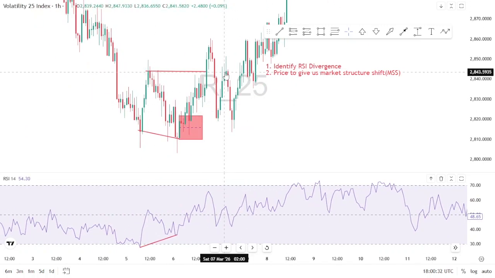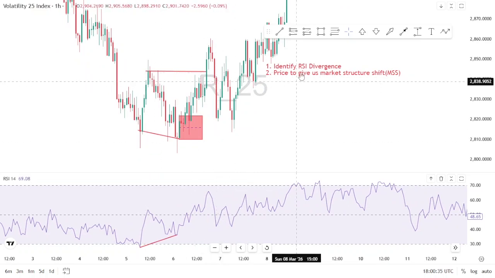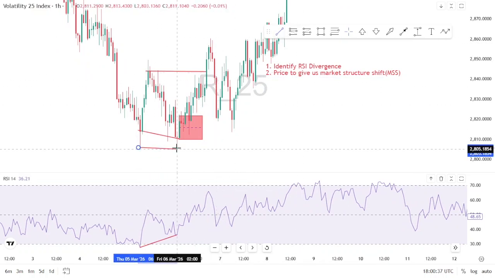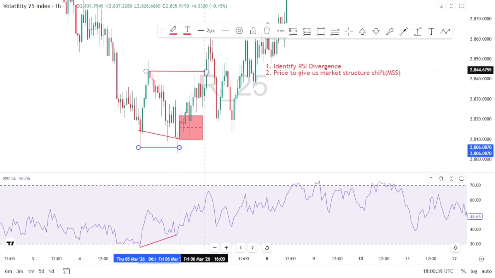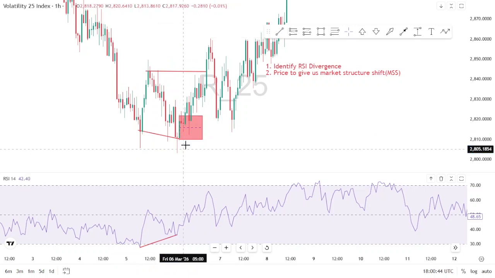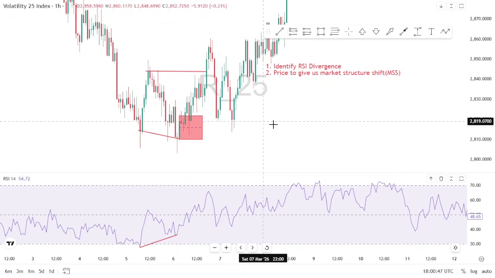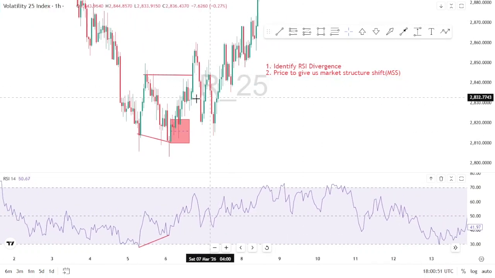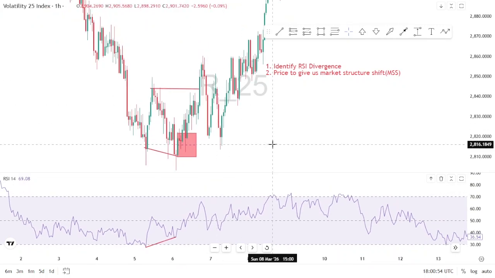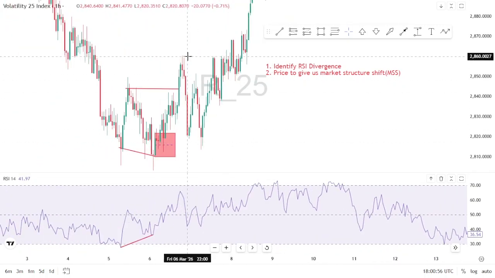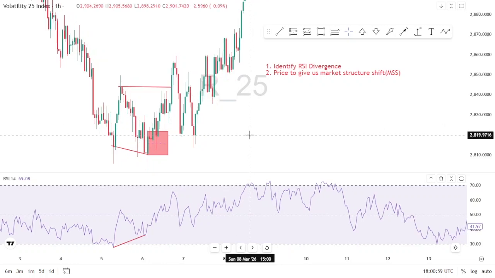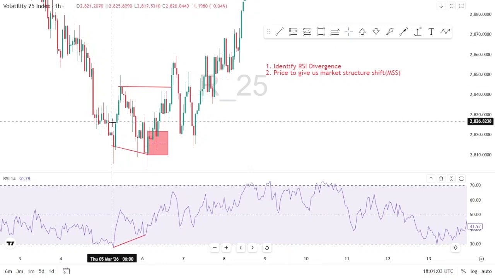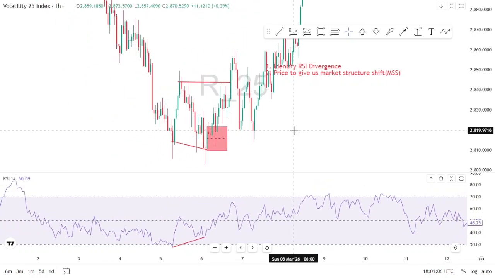So this is a typical ICT 2022 model. Liquidity sweep right here, and then market structure shift, and then price retracing to this level within this area here. So that is the second confirmation that price is going to go higher and give us a long-term reversal or a change in trend. For example, now we are moving from a downtrend to an uptrend.